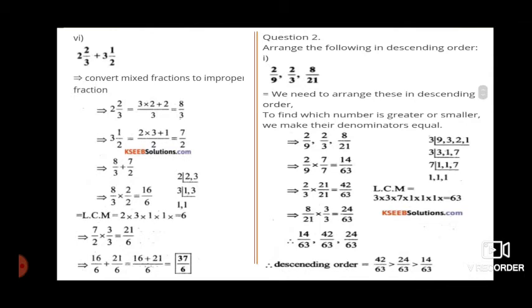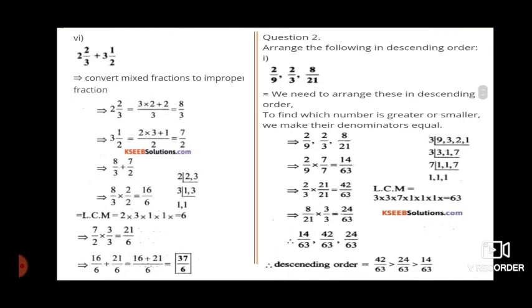Next, 8 by 21. 21 is the existing denominator. We want 63 as the denominator. So to get 63 with 21, we have to multiply with 3. So 8 by 21 into 3 by 3, that is 24 by 63. Now we have the fractions with all the denominators 63, 63, 63.